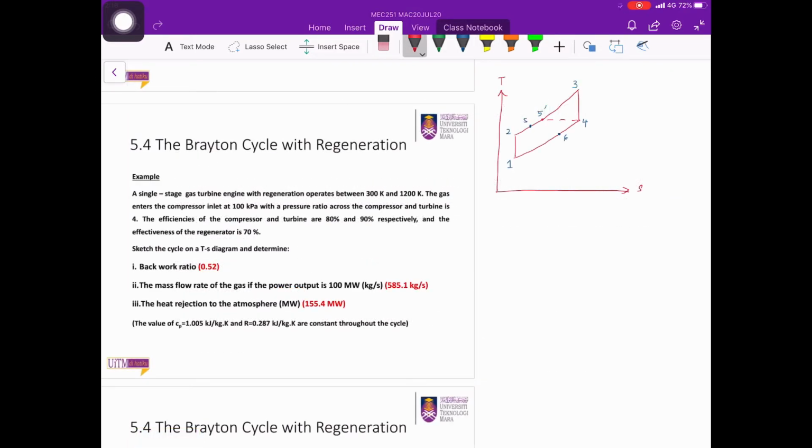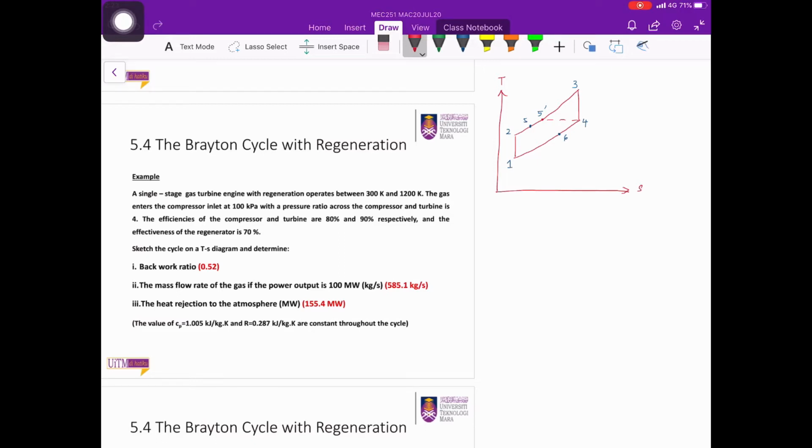If we draw the Brayton cycle with regeneration on the TS diagram, it will look like this. Please ensure that you know the condition for each state. For example, state 1 is before entering the compressor, state 2 is after leaving the compressor and before entering the regenerator. State 5 is when the working fluid leaves the regenerator and before it enters the combustion chamber.